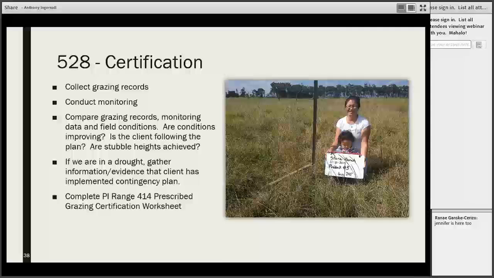In management practices, we've got to maintain some degree of flexibility, and in the first year of implementation, it's usually a really good idea to touch bases with them before you're at the year end. Touch bases with them after the first quarter or the first half of the year, and just see how things are going. See if they have any questions, if they put those fence lines in, are they having any problems, so that we can help them succeed in implementing it in their first year and earning that payment. If we're in a drought, be sure we gather any information or evidence that the client has that they implemented their contingency plan, and then we document all of that on the prescribed grazing certification worksheet. Okay?